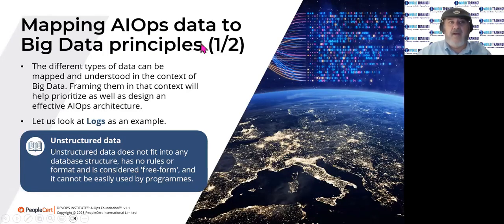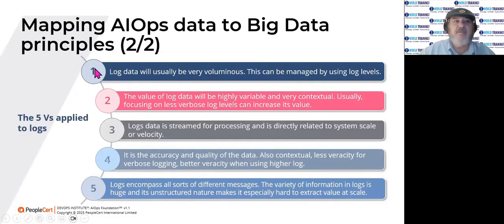So how can we map AIOps to big data principles? The different types of data can be mapped and understood in the context of big data. Framing them in that context will help prioritize as well as design an effective AIOps architecture. So, for example, let's look at logs, which may include a lot of unstructured data, or may also include structured data. Unstructured data doesn't really fit into any database structure. This is kind of a definition: it has no rules or formats, is considered free format, and cannot easily be used by programs. So you really want your logs themselves to be structured as much as possible.